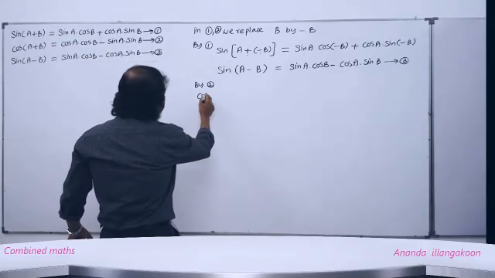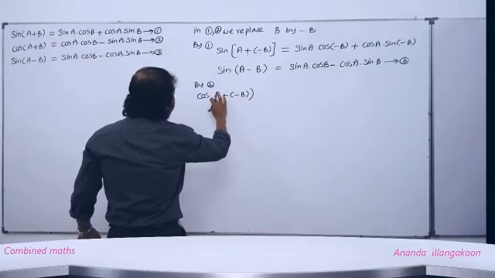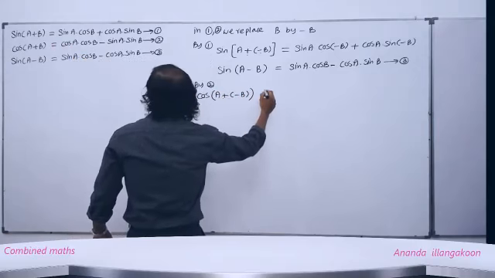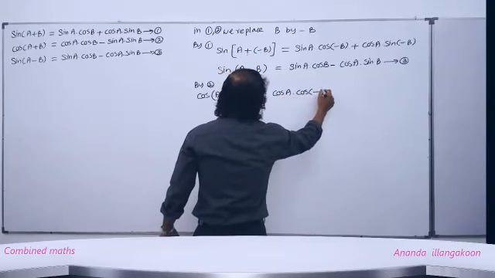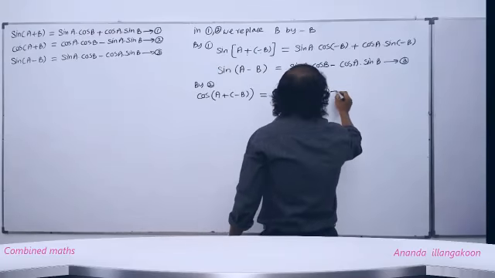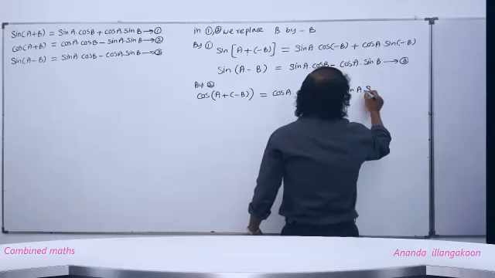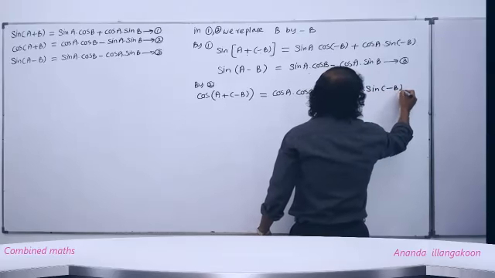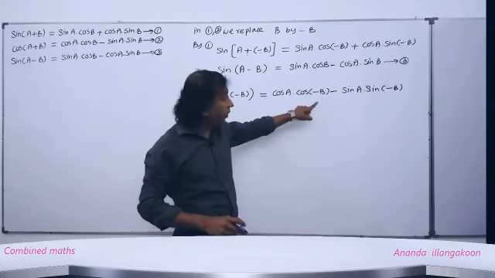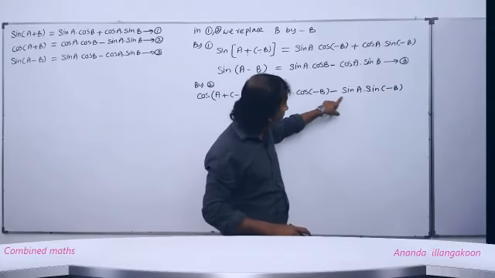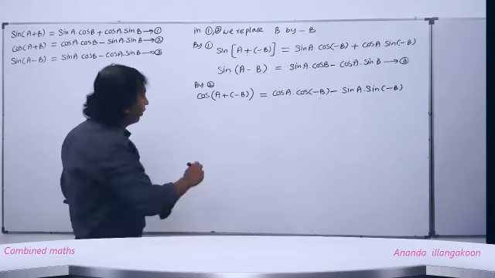Cos A plus minus B equals cos A cos minus B minus sin A sin minus B. As before, this cos minus B we can write as cos B. This minus sign you can take, where minus minus becomes plus, and plus and minus make minus. Then we get cos A minus B.